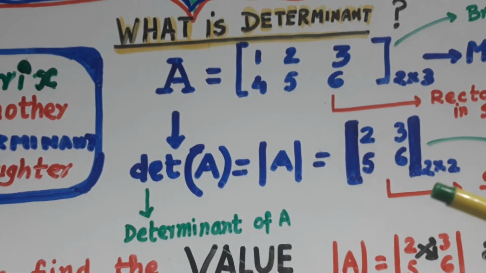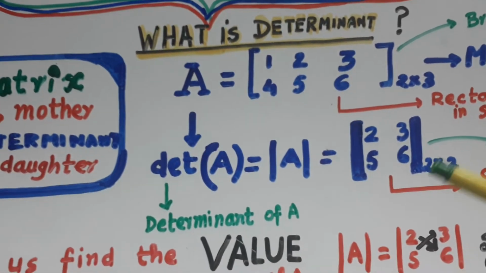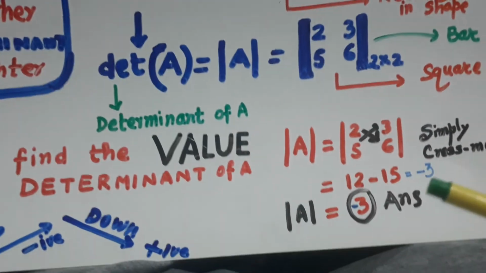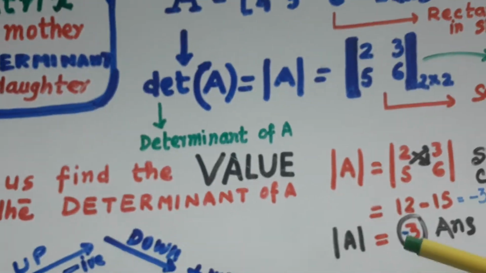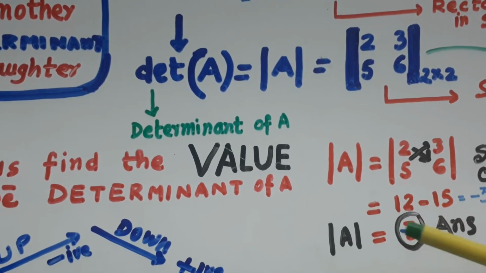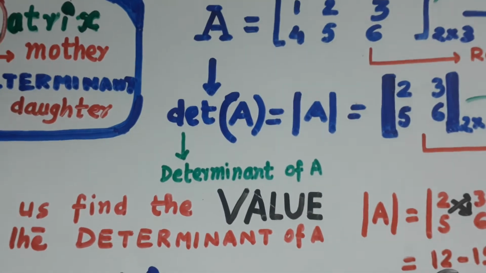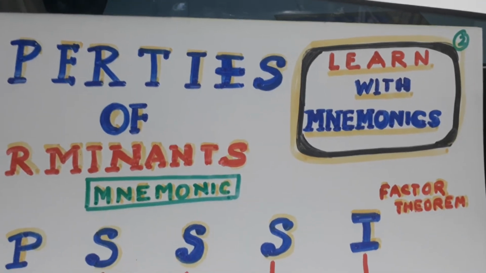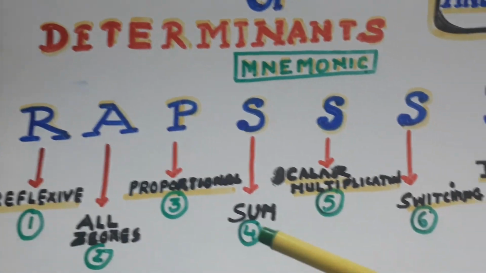So for the determinant to be there, matrix has to be there, but it has to be a square matrix. So it is a number. It is attached to the matrix. Determinant is a number. Now we shall be coming up with properties of the determinants, and with the help of mnemonics, I shall be teaching you all the properties.